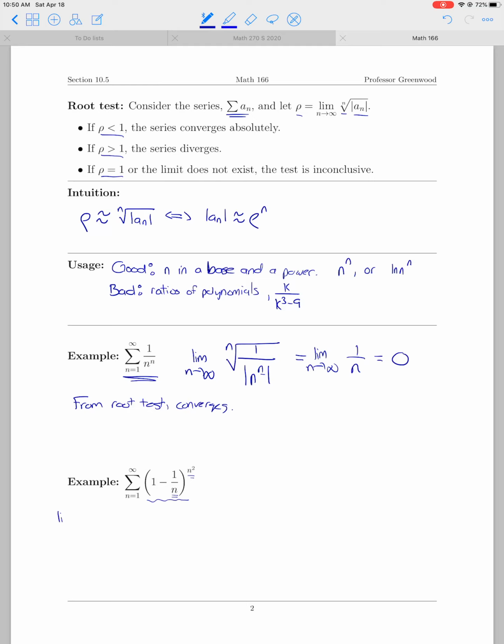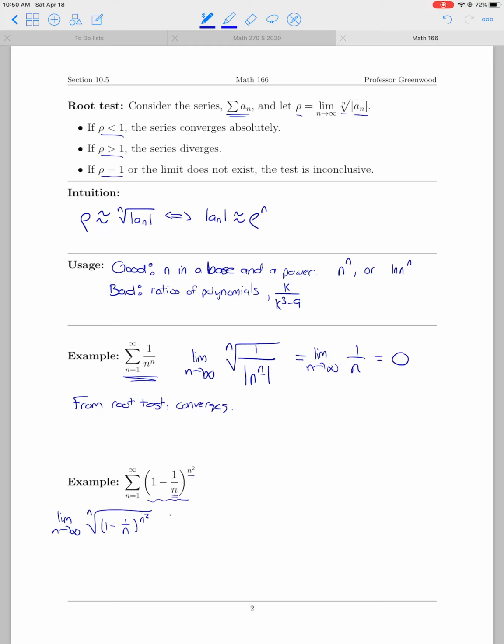And so here, we'll take that limit as n goes to infinity of the nth root of 1 minus 1 over n to the n squared. So now we have to remember how power rules work, and the nth root is really the same as taking the 1 over nth power, and then powers end up multiplying together.